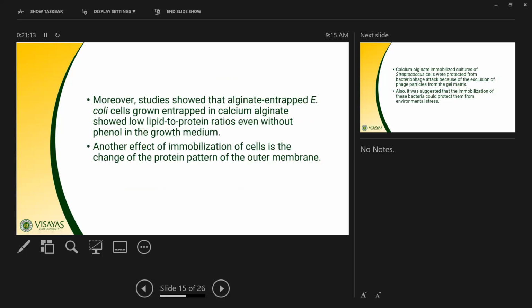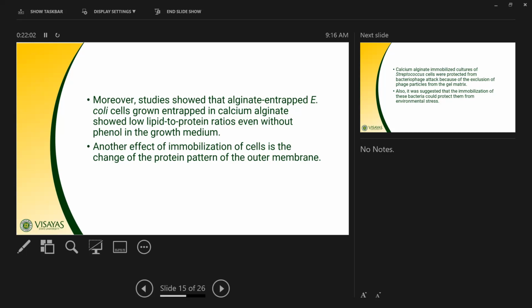And moreover, studies show that E. coli cells trapped in calcium alginate showed low lipid to protein ratios even without the phenol in the growth medium. Meaning there is really an increase of cell growth here, even though phenol is a supplemental medium for the growth of the E. coli cells. Okay, or maybe the lipid to protein ratio. Yeah, that's it.